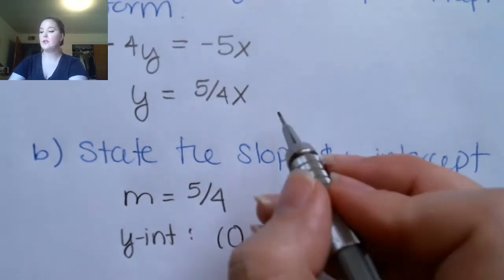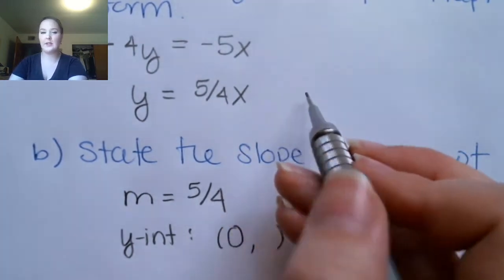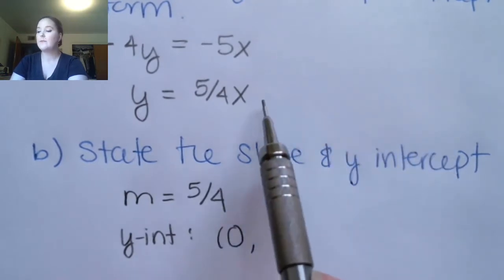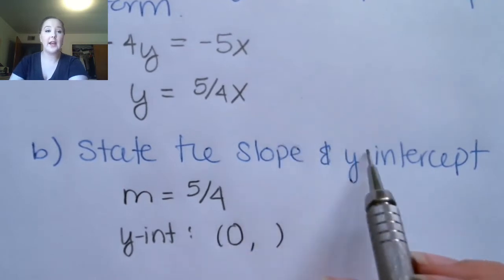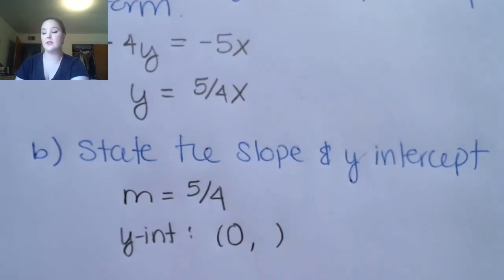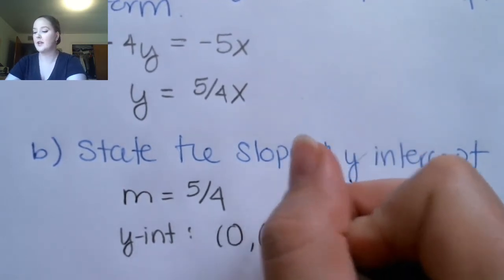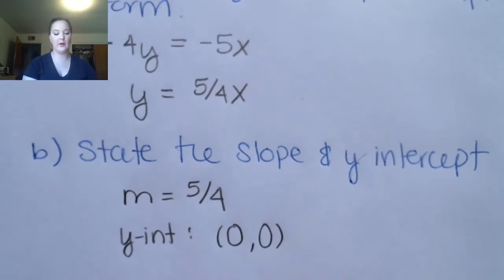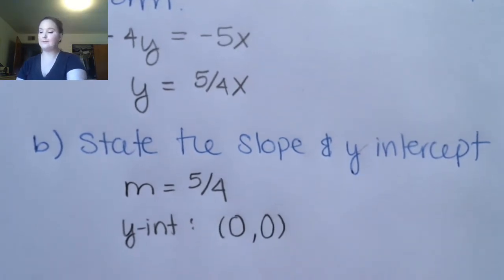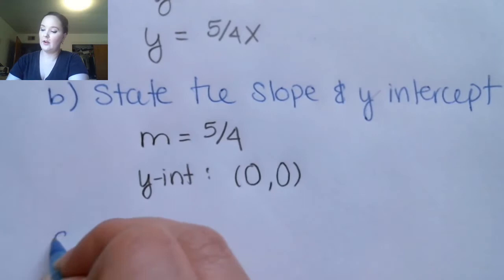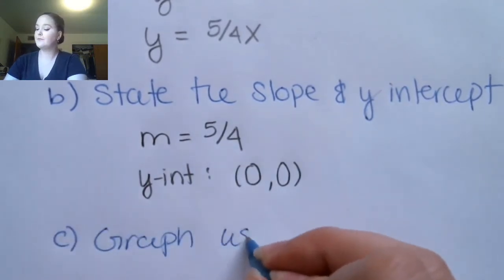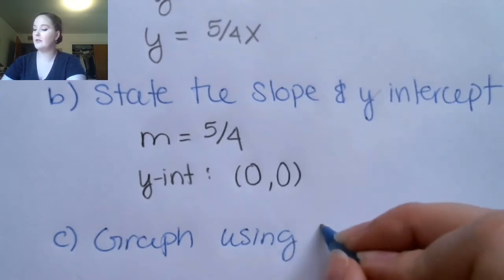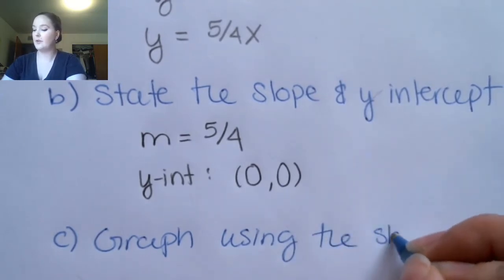Okay, so you can see there's nothing out here. That's why I picked this example. It's a little bit unusual. So normally this would say like +1 and then 1 would go here. If it doesn't say anything, right, we know that that number is 0. So our y-intercept is actually going to be 0, 0. Okay, and then our last part is going to be graph using the slope-intercept method.